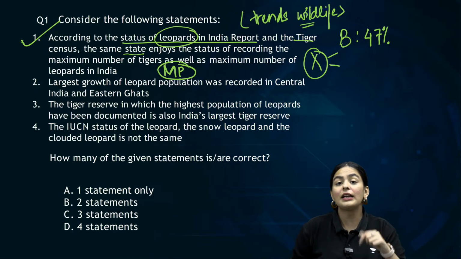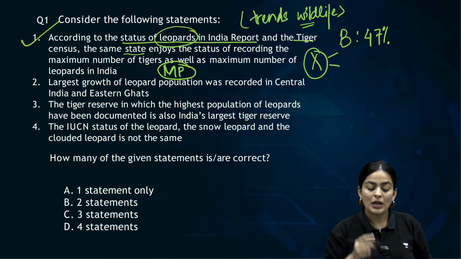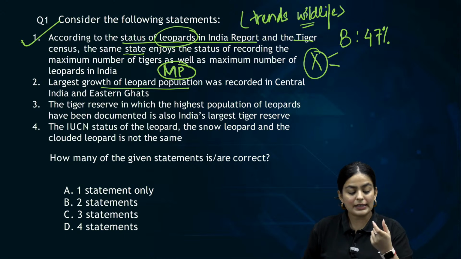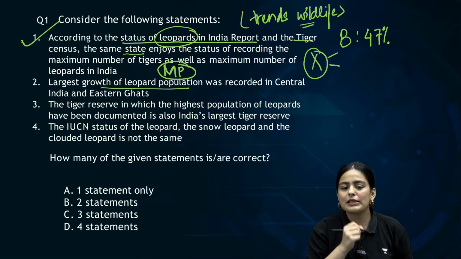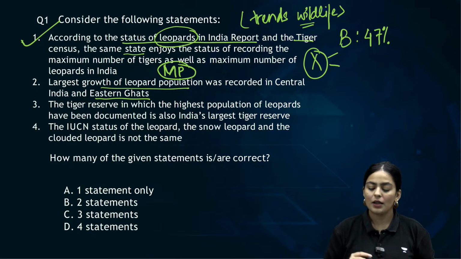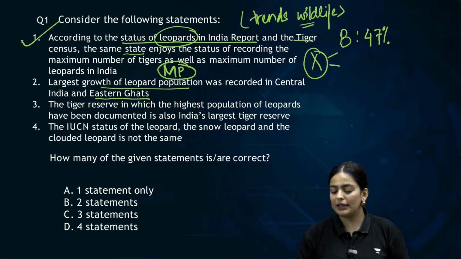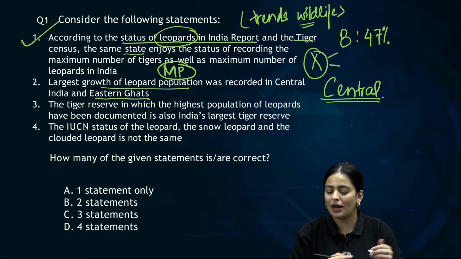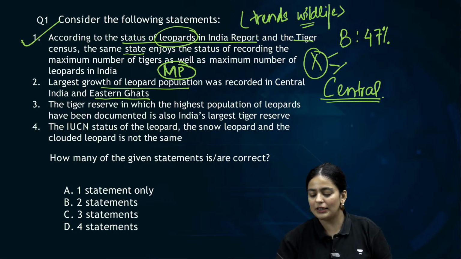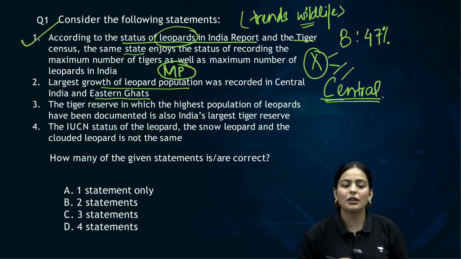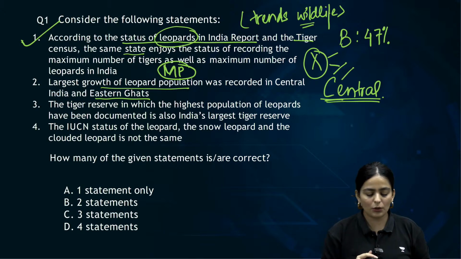So it is checking the area in the second statement. Largest growth of leopard population was recorded in central India and Eastern Ghats. Is this correct? This is absolutely correct. One way of remembering it is just remember central. And if you are confused between Western or Eastern Ghats, remember it as CE. C for Central India and E for Eastern Ghats. So this is absolutely correct.